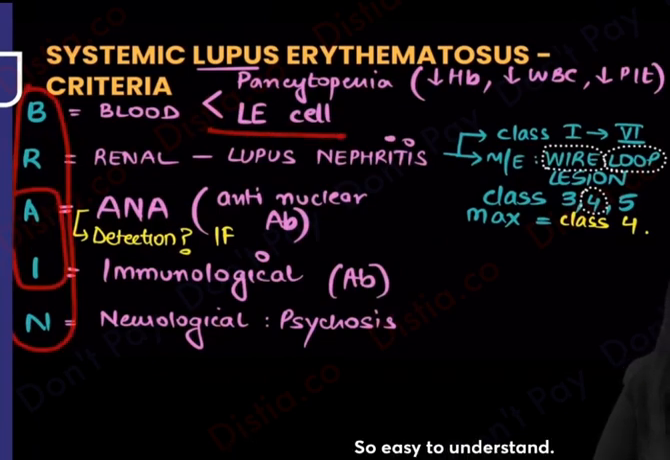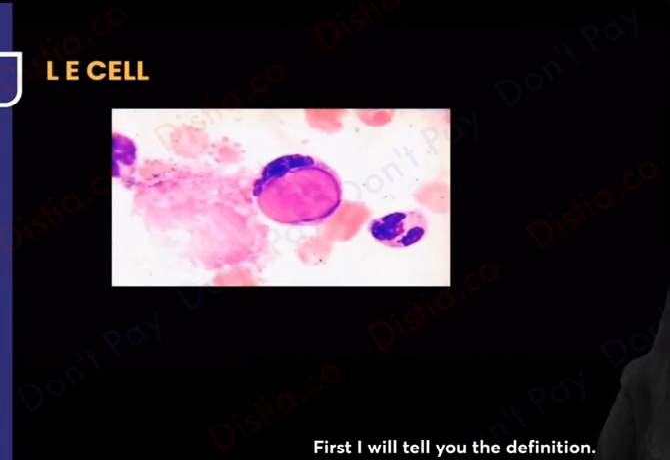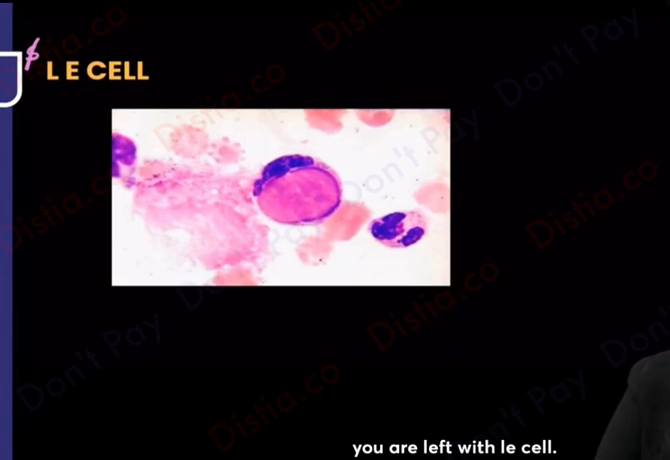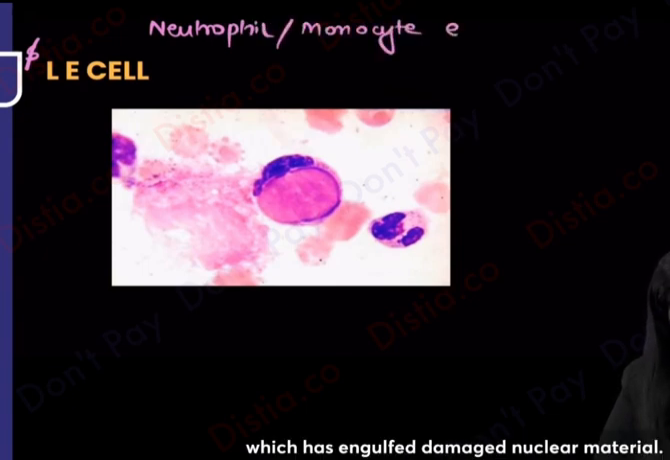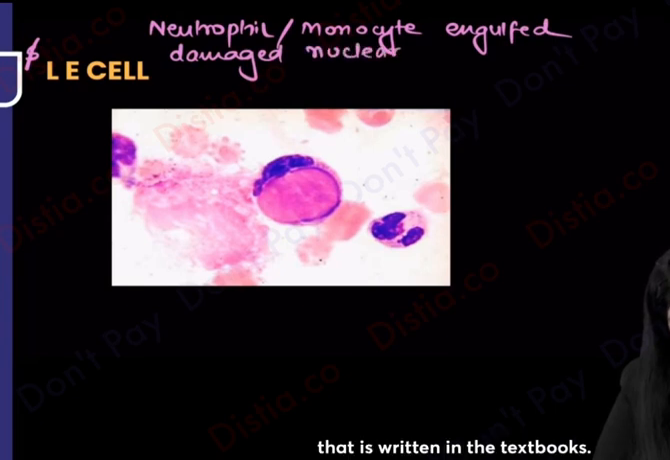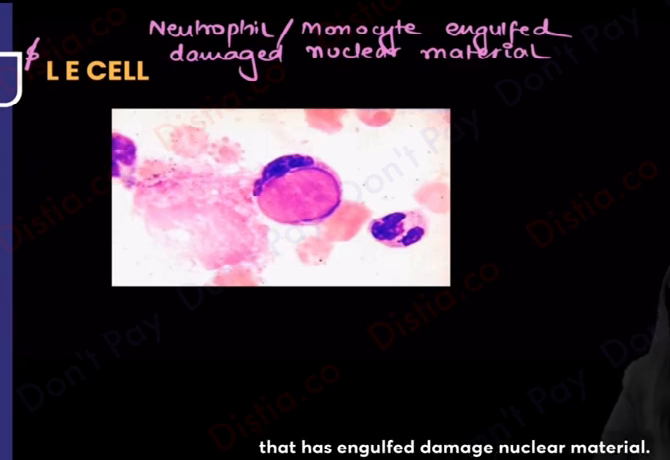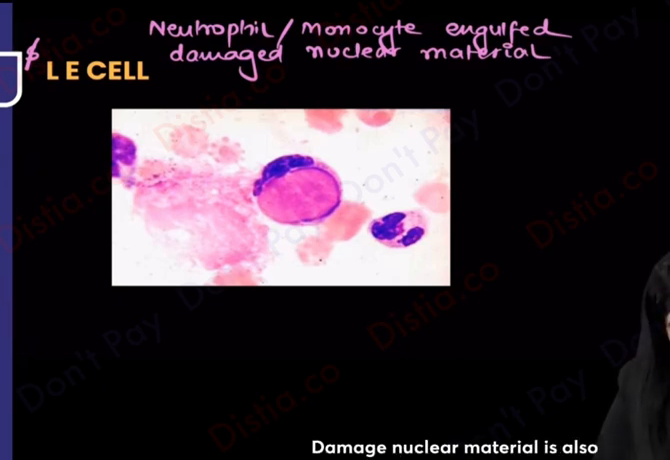What is an LE cell? So easy to understand. First, I'll tell you the definition. Look, remove the S from SLE. You are left with LE cell, lupus erythematosus cell. An LE cell is either a neutrophil or a monocyte which has engulfed damaged nuclear material. That is the definition that is written in the textbooks. It is a neutrophil or a monocyte that has engulfed damaged nuclear material. Damaged nuclear material is also known as a hematoxylin body.